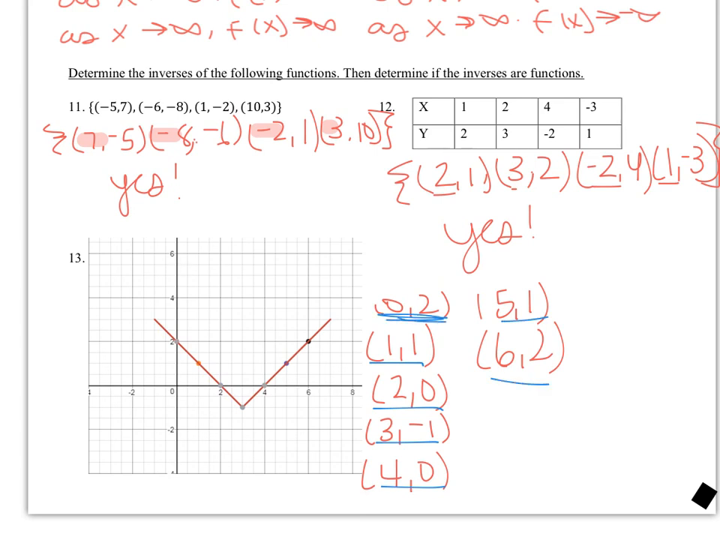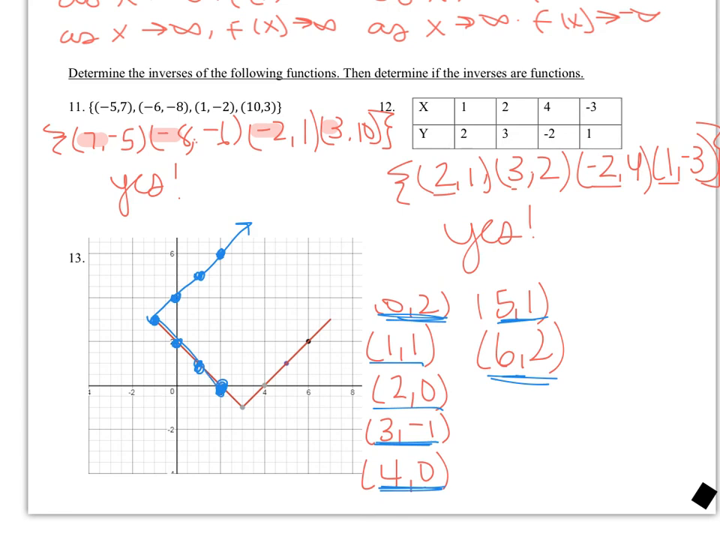So instead of 0, 2, it's going to be 2, 0. Plot a point. Instead of 1, 1, it's going to be 1, 1. Instead of 2, 0, it's going to be 0, 2. Instead of 3, negative 1, it's going to be negative 1, 3. Instead of 4, 0, it's going to be 0, 4. Instead of 5, 1, it's going to be 1, 5. Instead of 6, 2, it's going to be 2, 6.